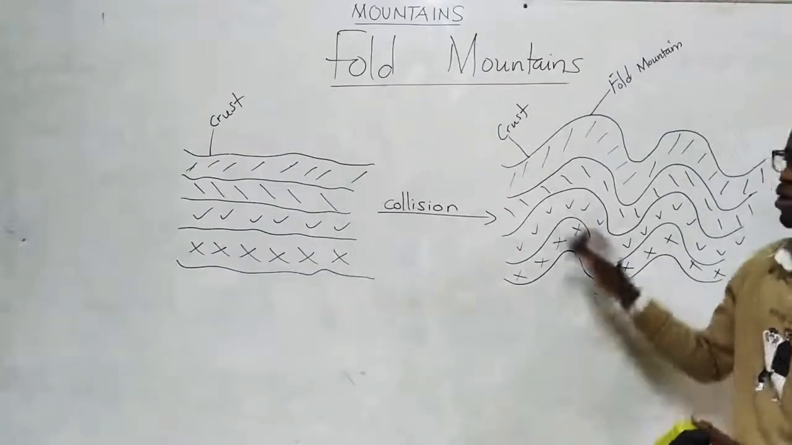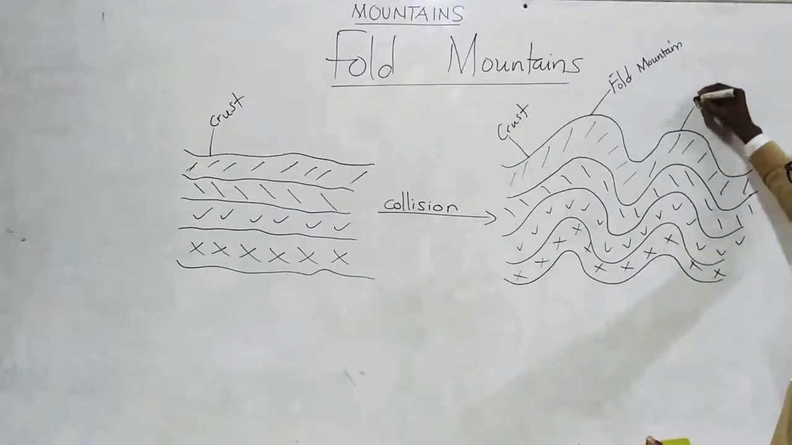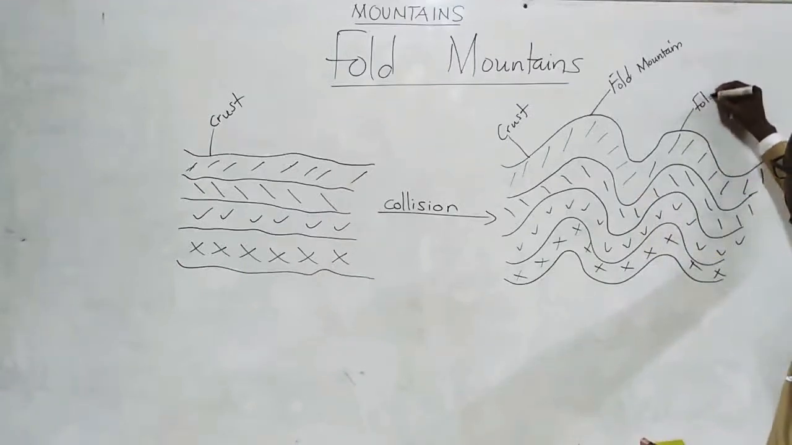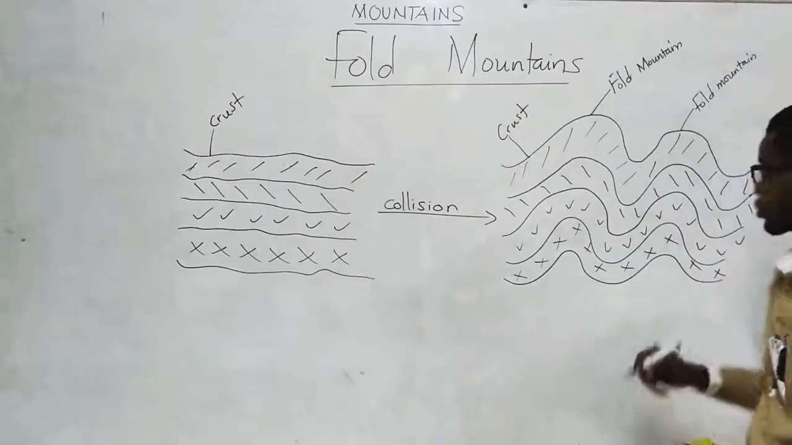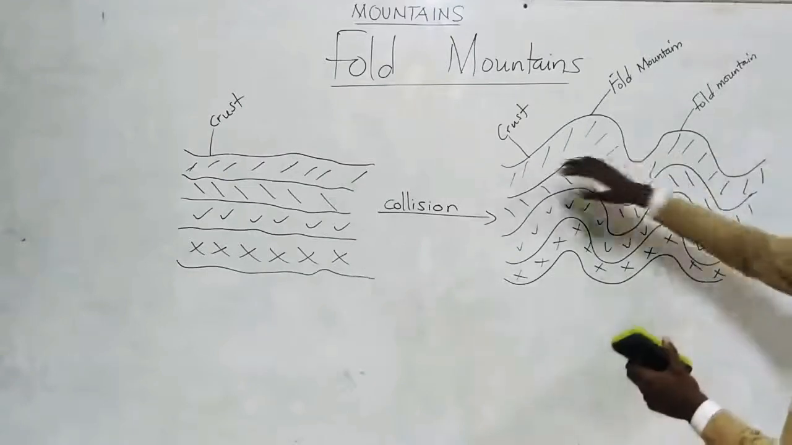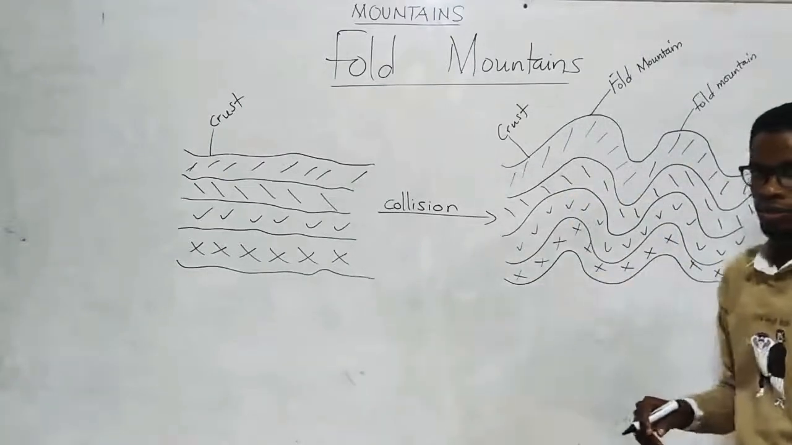Some people can consider this part as a valley, though this has also folded upwards, so you can label it as such. This is still the crust surface of the earth. So it has undergone collision.